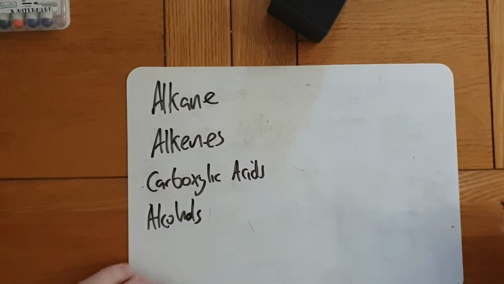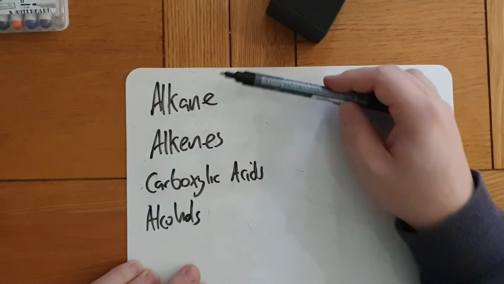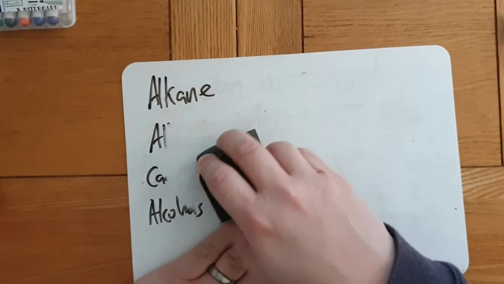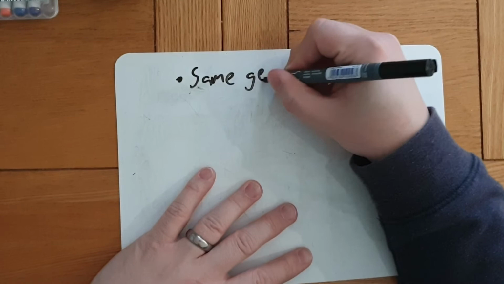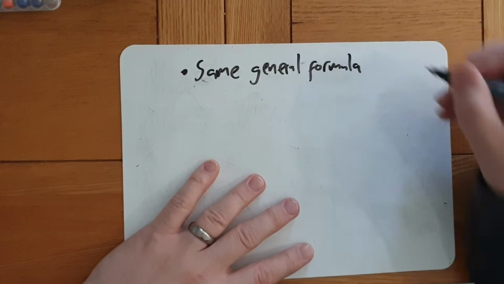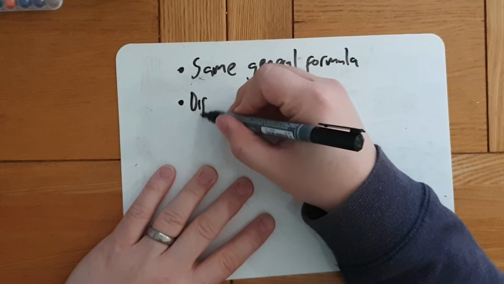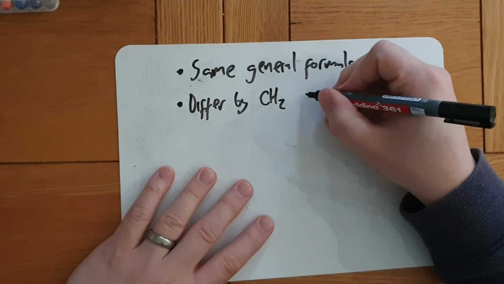Right. Alkanes, alkenes, carboxylic acids and alcohols. These are all homologous series. I'm going to talk about the things you need to know about a homologous series. In a homologous series, the compounds all have the same general formula. That was one of the ones in the quick quiz. We'll talk about that in a second. They all differ by CH2 from their neighbours.